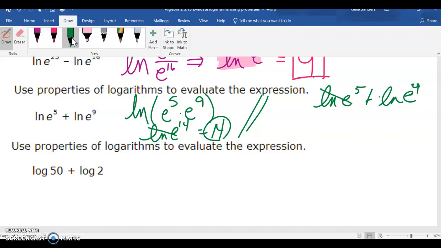If you know natural log e's cancel out, then you have 9. If you know natural log e's cancel, you have 5. If you know natural log e cancels out, you have 9, and 5 plus 9 is 14.